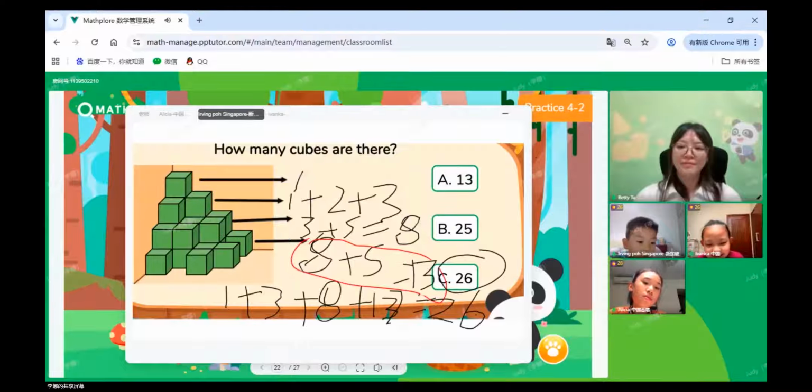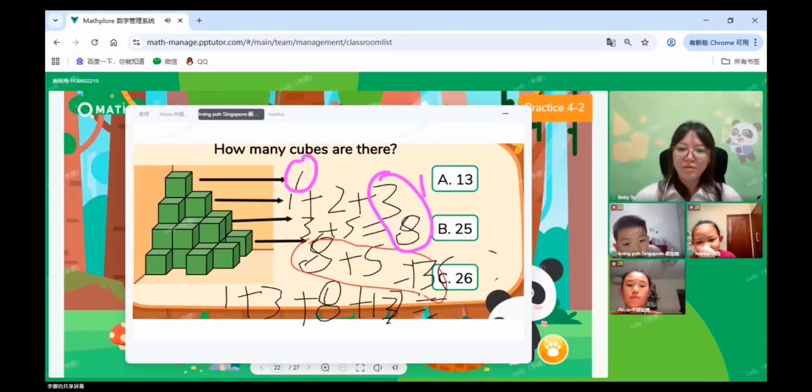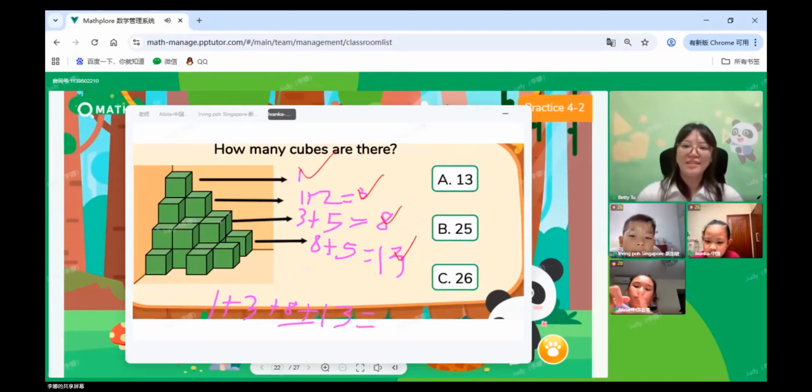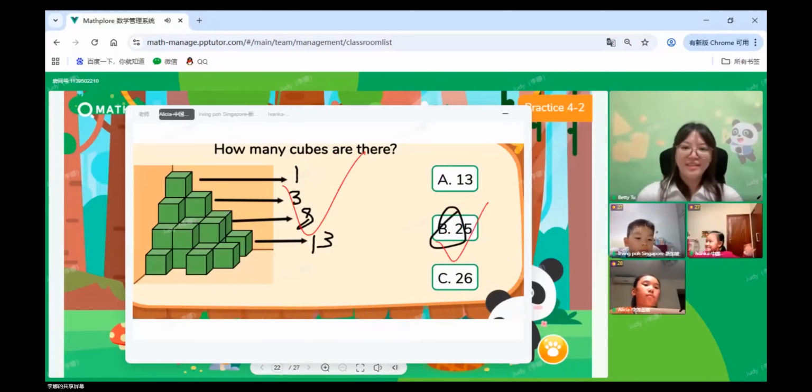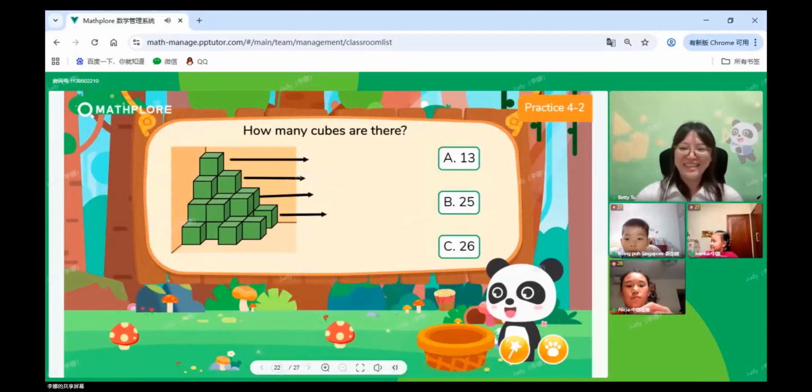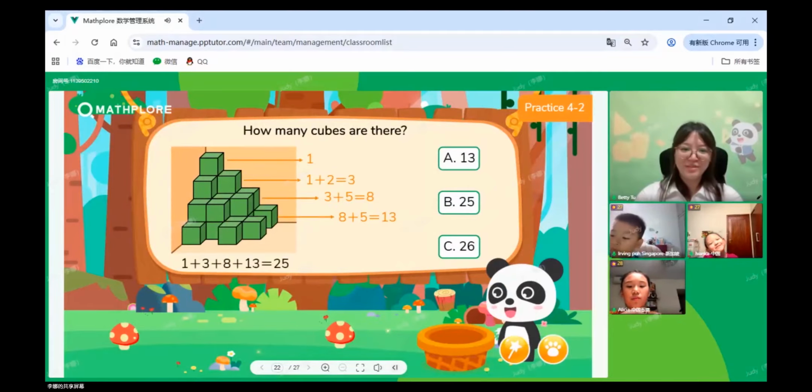All right, take a look. 1 plus 3 plus 8 equals 12, then plus 13 equals 25. Good. Ivanka, good. All right, 25, right? By layer is also easy, 25.